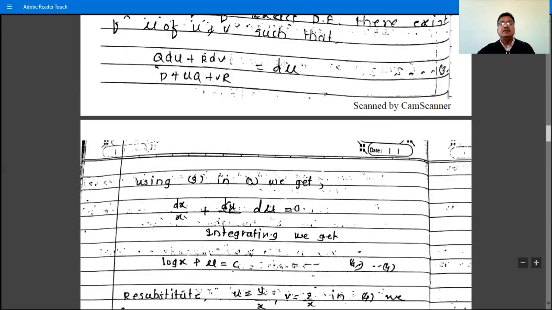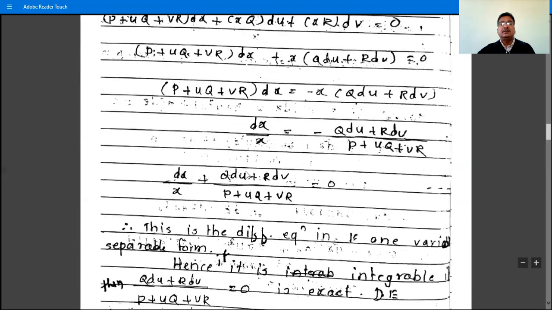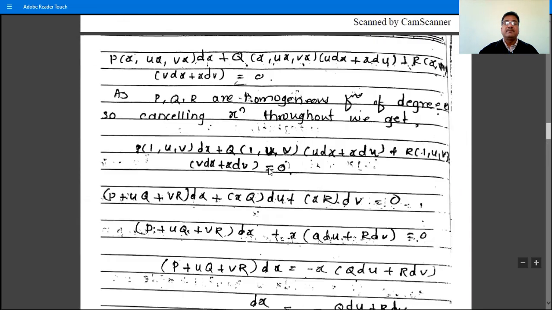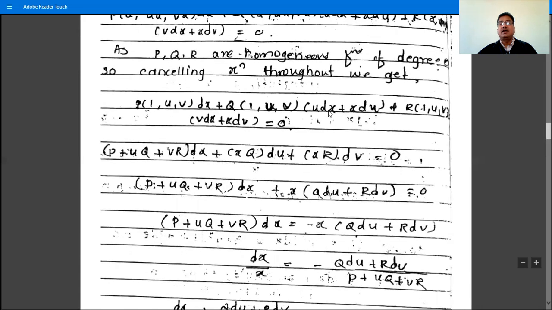Okay, so in the same manner here, the given differential equation is a homogeneous differential equation of degree n, and that's why we cancel the term x raised to n throughout. What do we have? P1(u, v) dx plus q1(u, v) (u dx plus x du) plus r1(u, v) (v dx plus x dv). That is, this p, q, r are free from x, y, z.